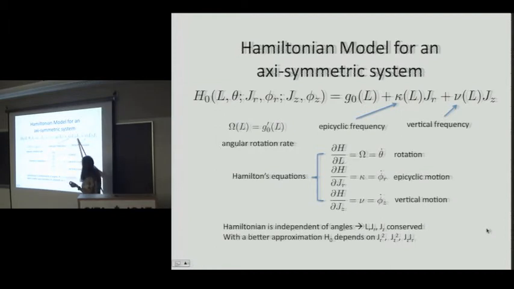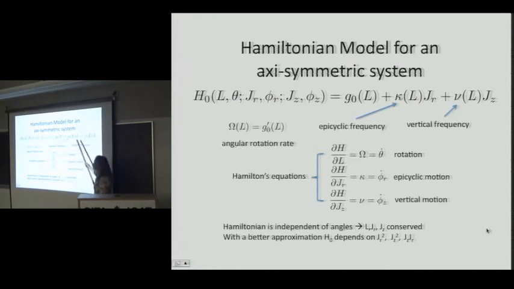So JR is the action variable that's related to the epicyclic motion, and JZ is the action variable associated with the vertical motion. To low order, this is just first order, with something that doesn't depend on either. This thing just sets the angular rotation rate in the galaxy. And then these coefficients in front here: this is the epicyclic frequency, and that's the vertical oscillation frequency.